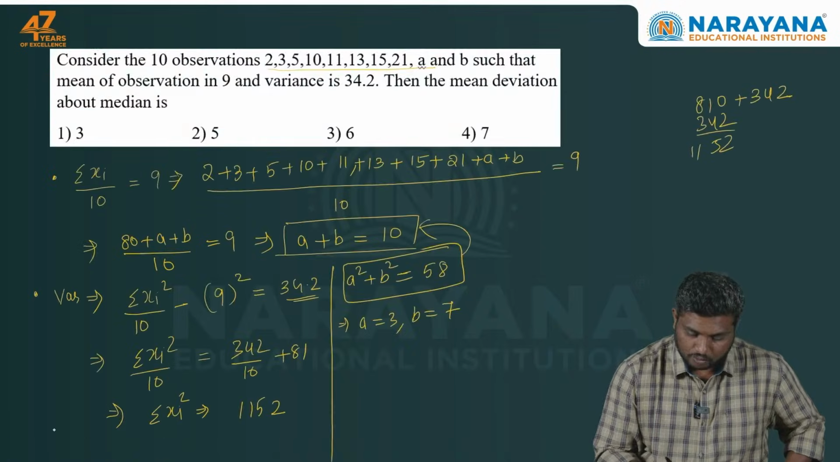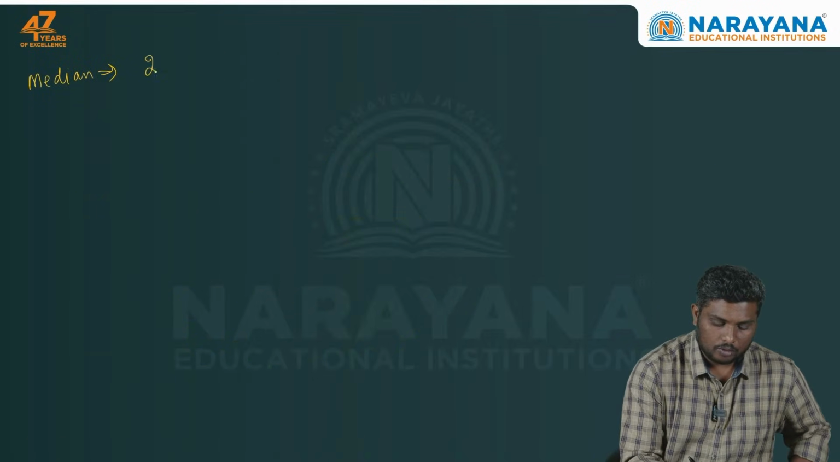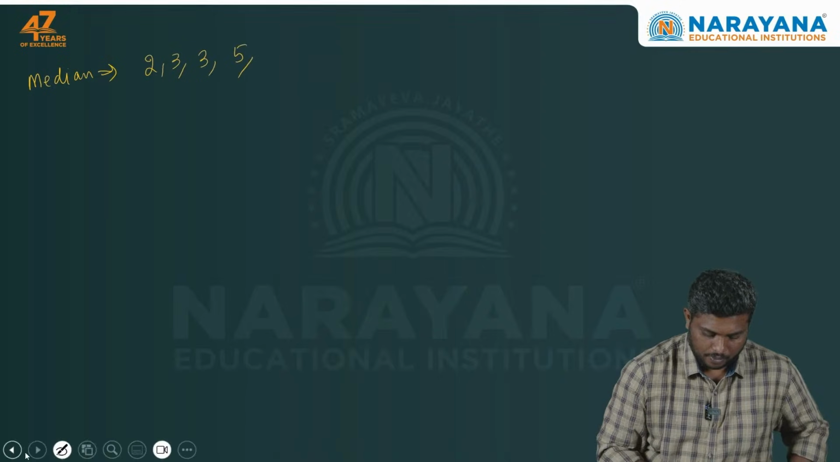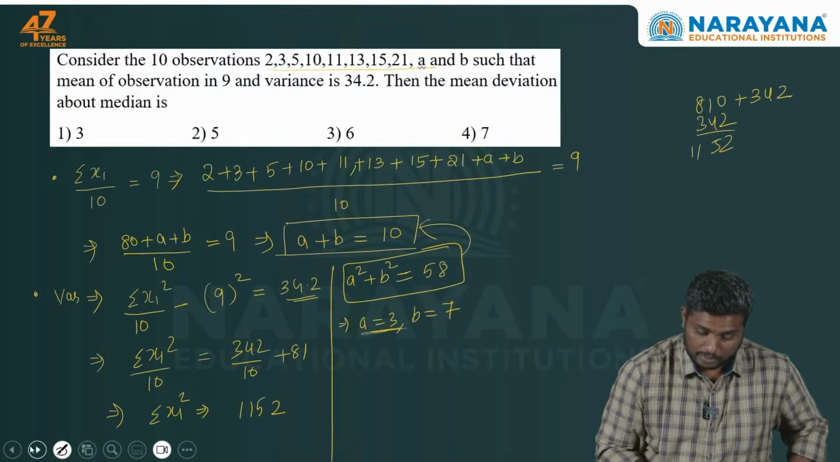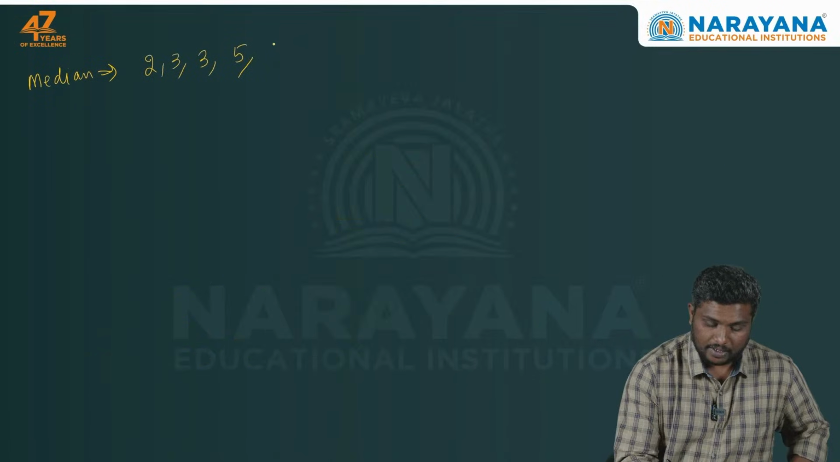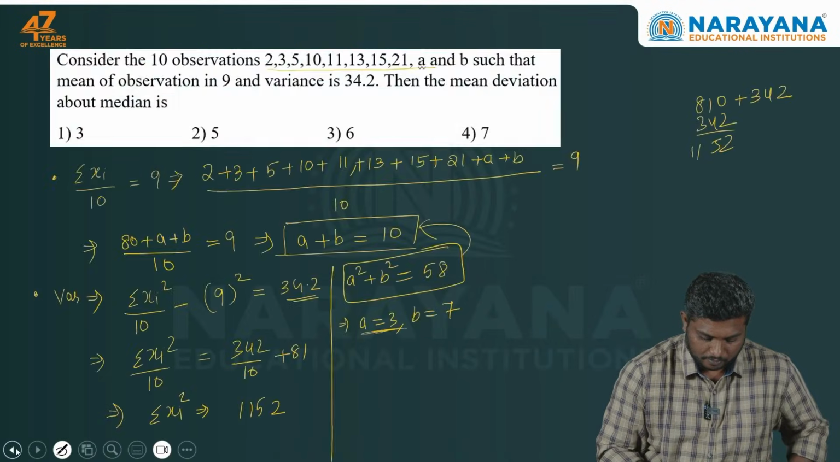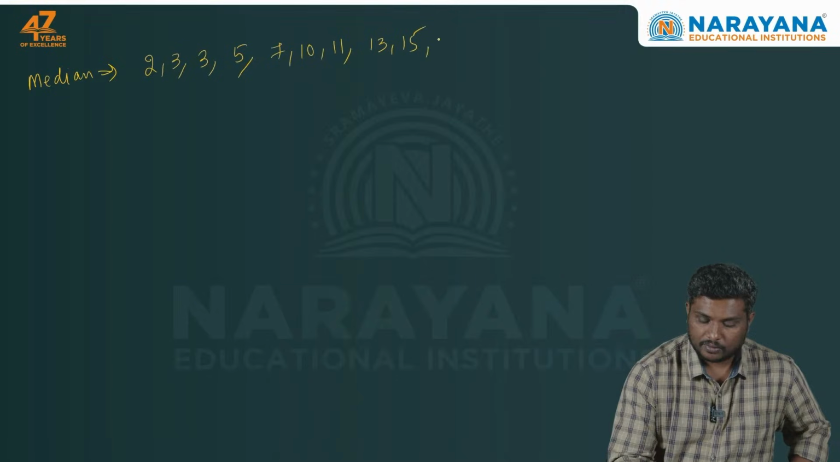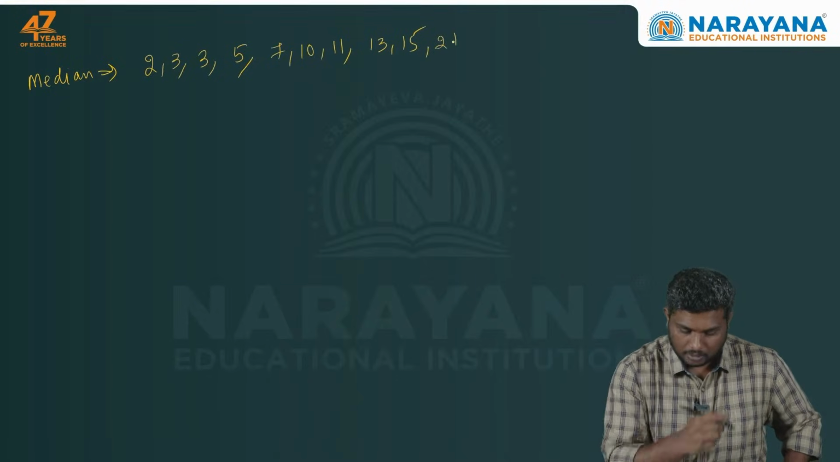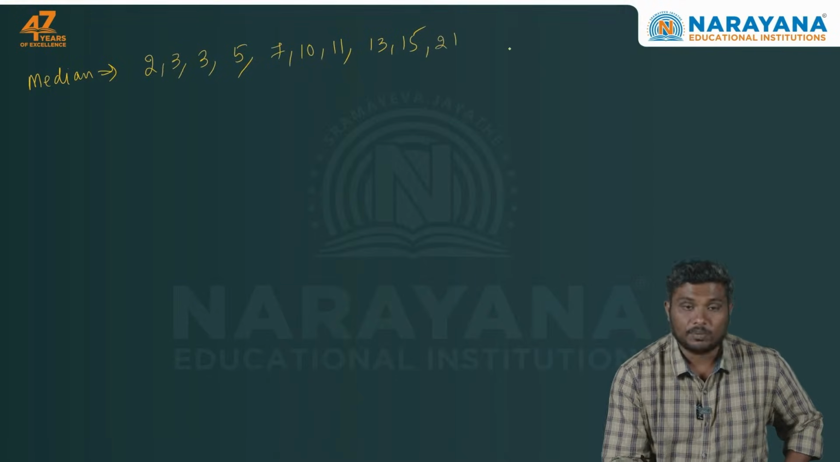2, 3. There is one more 3 here. A value is also 3. So I am going to list it out twice. 2, 3, 3, 5, and then there is going to be 7, 10, 11, 13, 15, 21. Okay, so we have 10 observations.